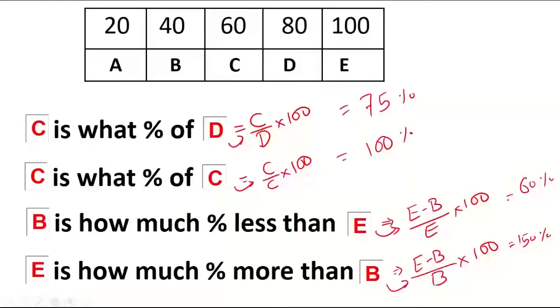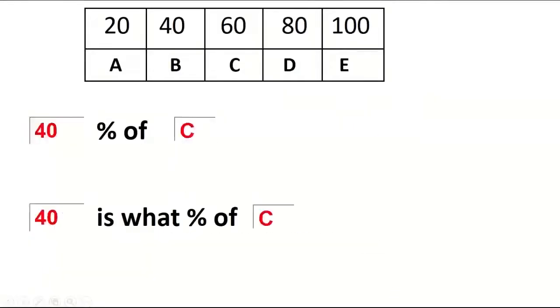Okay, so let's take one more example. 40% of C. Now there's a difference between question number 1 and question number 2. 40% of C is nothing but 40 divided by 100 into C, which comes out to be 24, as we have learned in previous videos.